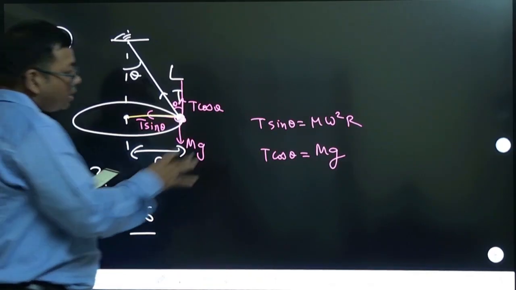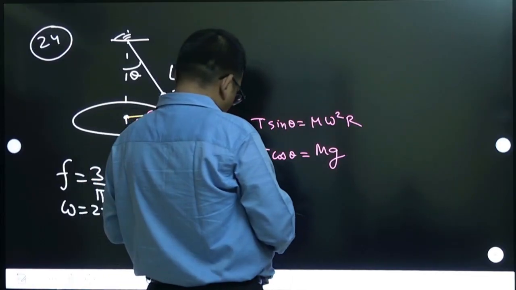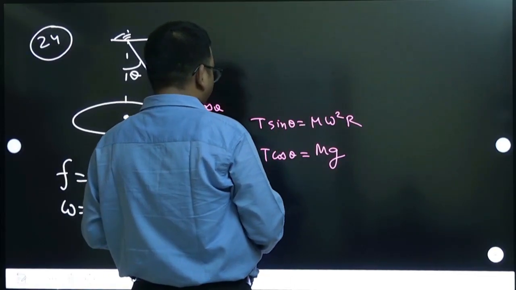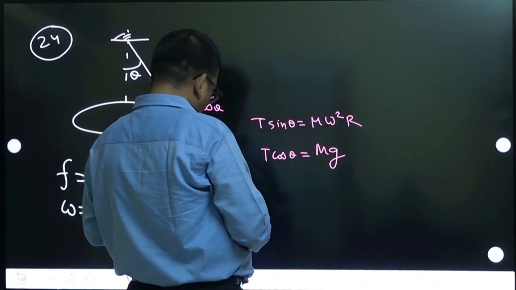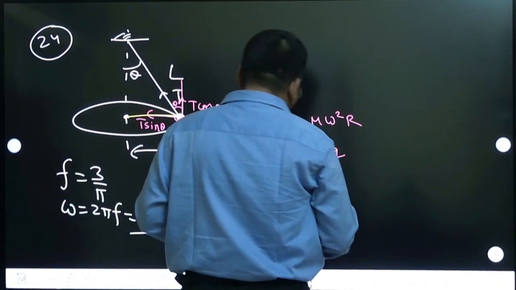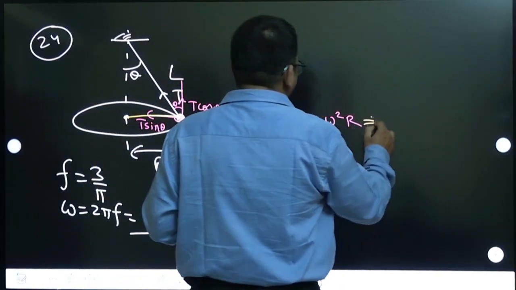Tension is not given. You can take ratios, I think. Ratios we can take. Tension we need to calculate. So only one of them you can use. Let us use this one.